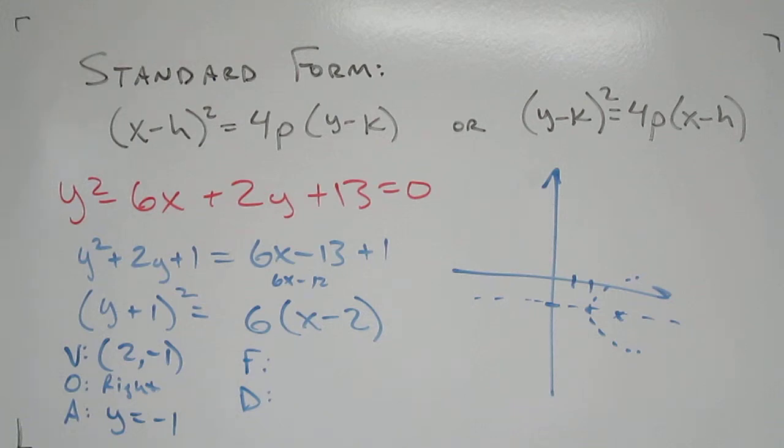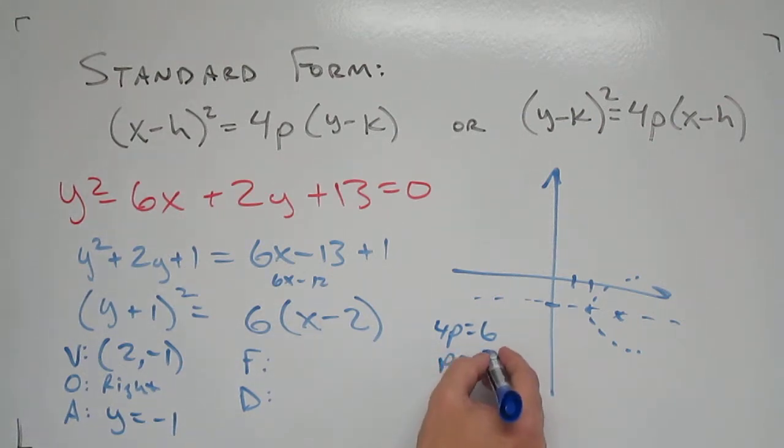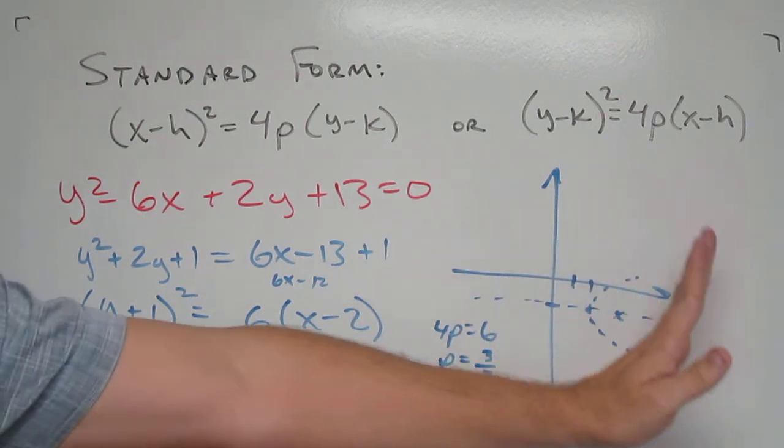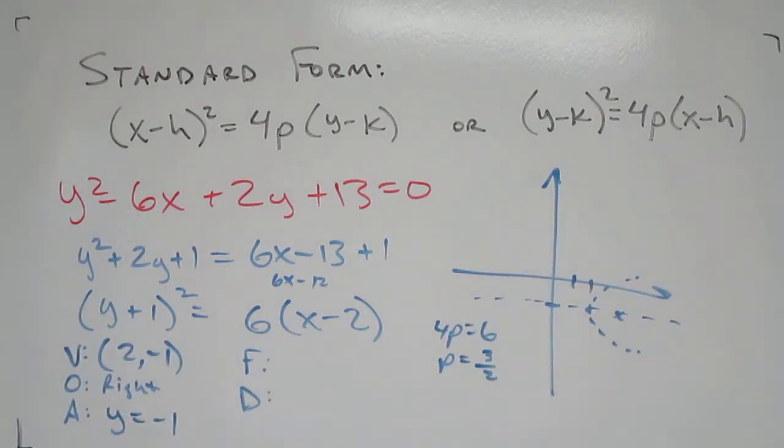And so to get that, I need to know what p is. And so I can look here and say 4p is equal to 6. So p is equal to 6 over 4, or 3/2. And so I'm moving 3/2 in the x direction to get to the focus. So from here, if I added 3/2 to that, I would get 3.5 or 7/2, -1.